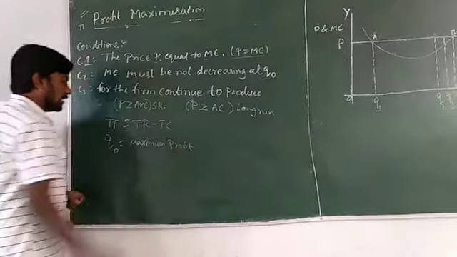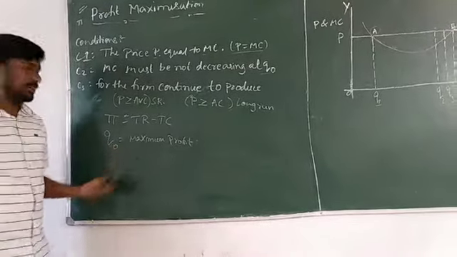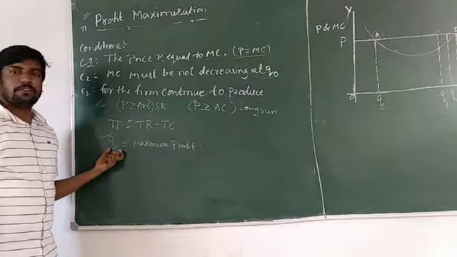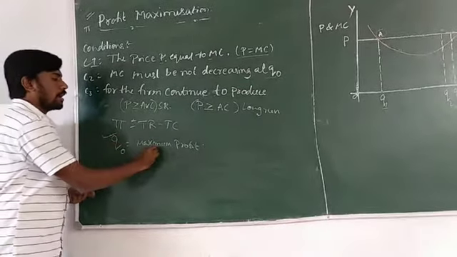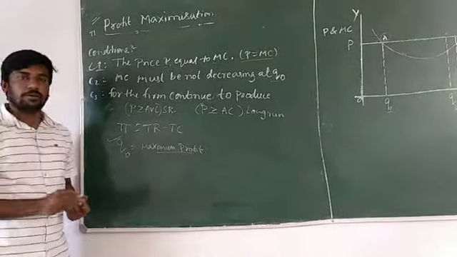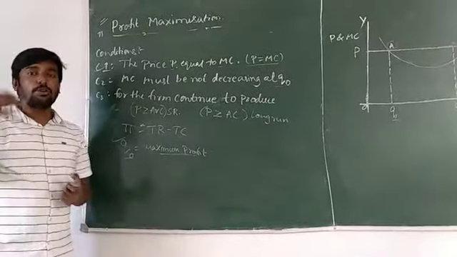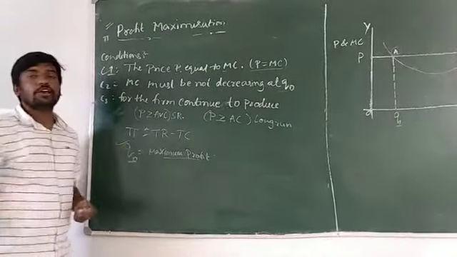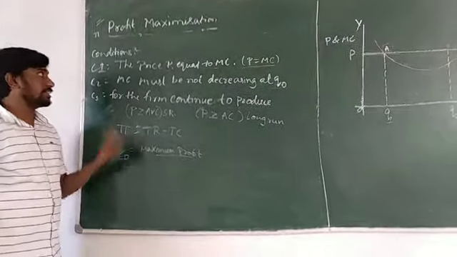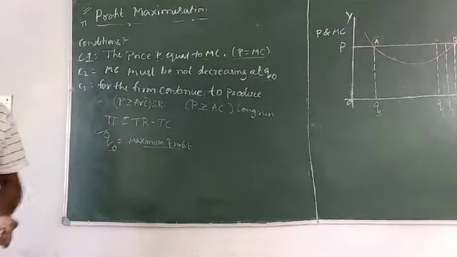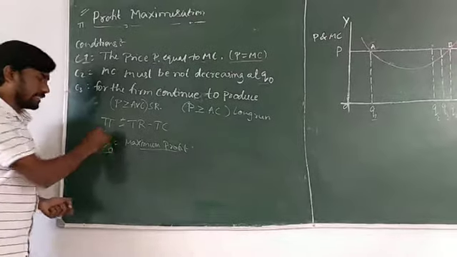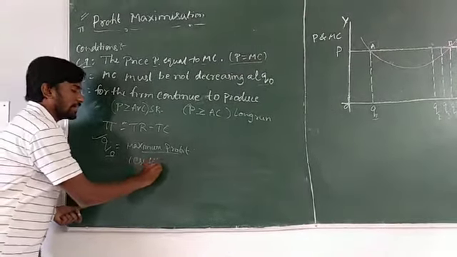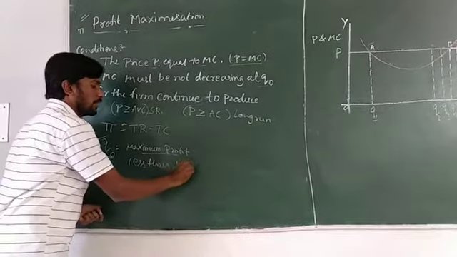Here we will learn how the firm decides the level of output which gives the maximum profit for the firm. It is Q0. We have to learn in this class how the firm reaches its Q0 level of output. If a firm produces anything except this Q0 level, it earns less than the maximum profit. This is very important.